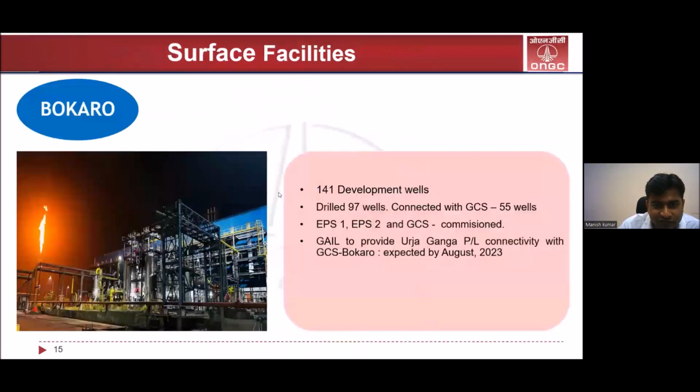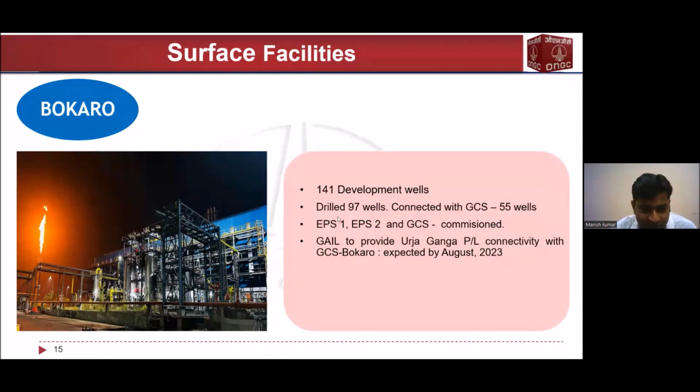So with this, before coming to the end of the session, I would like to inform that surface facilities are also being developed at the CBM asset. Almost 141 development wells have been planned, out of which 97 wells have been drilled, and 55 wells have been completed and connected to GCS. One GCS has been commissioned, and 2 EPS of a smaller quantity have also been commissioned at patch B of Bokaro block.